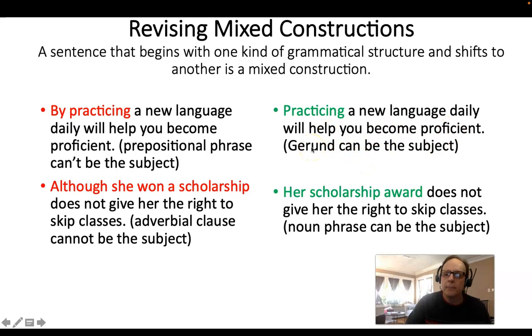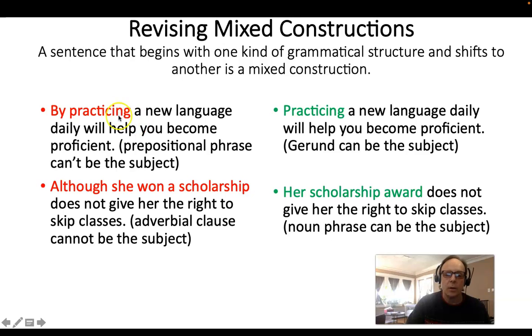This is what's called a gerund. It can be the subject. It's an -ing form of a verb, right? Practicing a new language. But "by practicing" is what's called a prepositional phrase, which can never be the subject of a sentence. Just like "on practicing," "in practice," things that are a preposition and then the word following it. So this is a mixed construction.